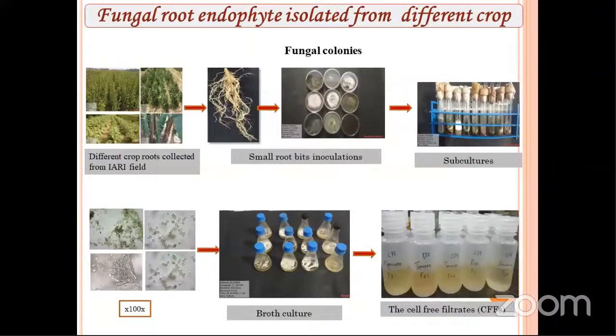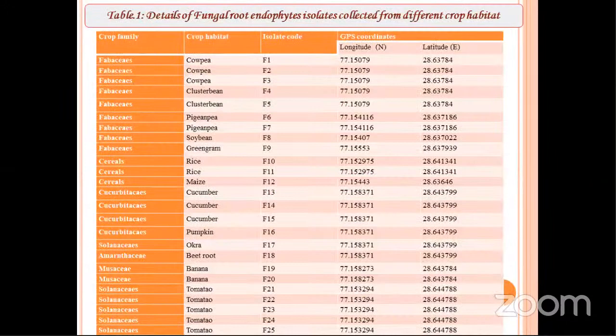We tested nematicidal efficacy against Meloidogyne juveniles and eggs, and immobility and mortality of juveniles. We collected around 30-35 isolates from different crop fields in the IARI farm with standard protocol. Among them, we identified based on morphological characterization. Penicillium, Trichoderma, Geotrichum, Aspergillus and Fusarium are the major ones.